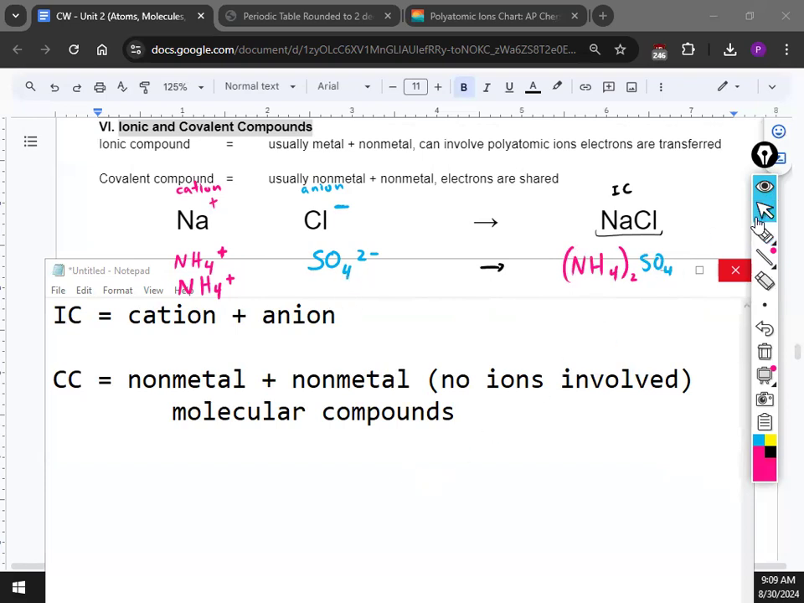Okay, so the key thing is you just need to make sure the charges balance each other out. And that's pretty much how ionic compounds work. All you're trying to do is balance out the charges.